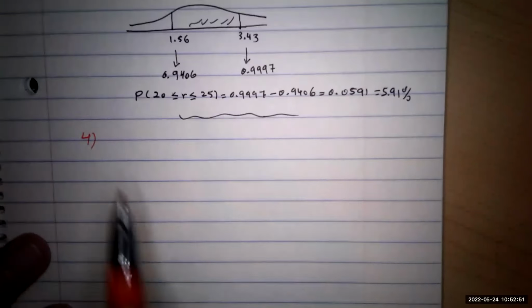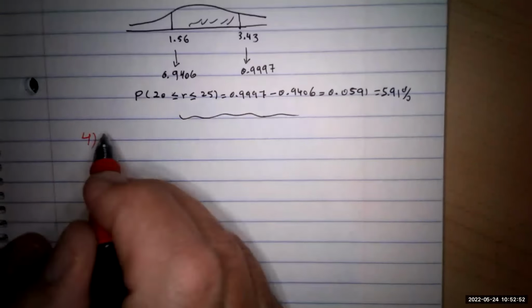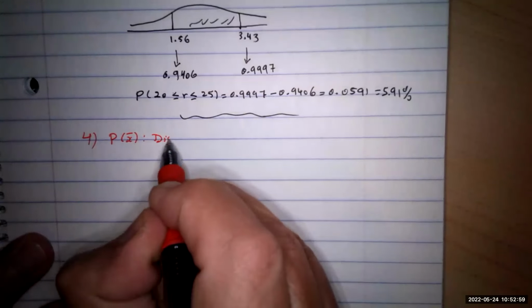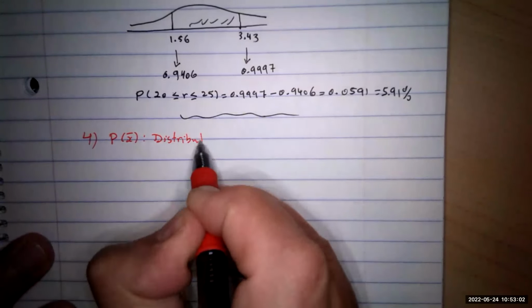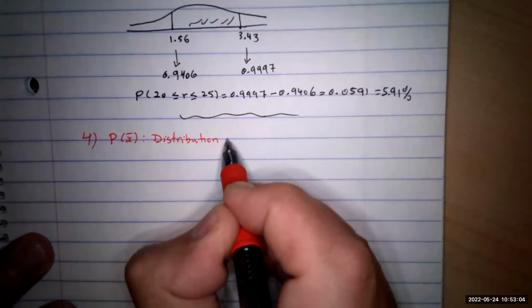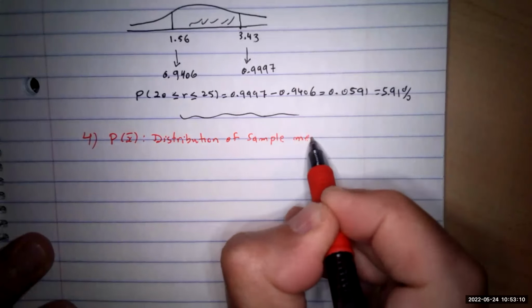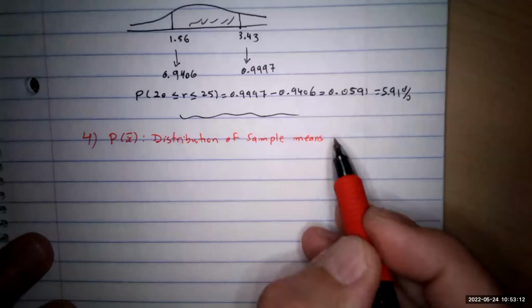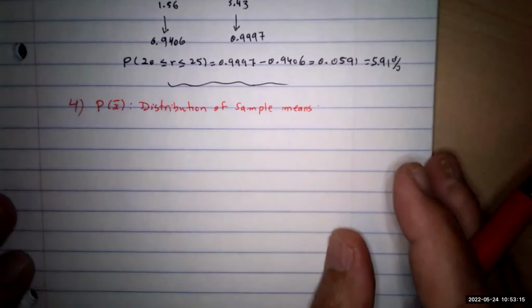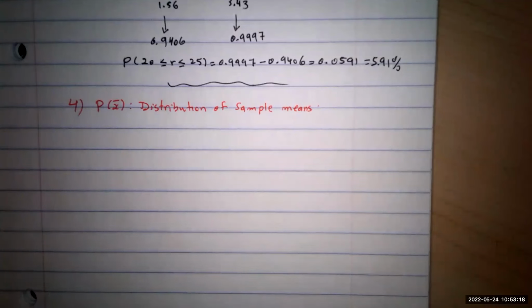Number four is P of X bar. Remember, this is a distribution, the distribution of sample means. Very easy question. The situation is that we usually talk about the normal distribution, so we are going to be P of X. We usually pick one person out and ask the question of the probability. But in this case, we have a group of people, so the size n is not 1.